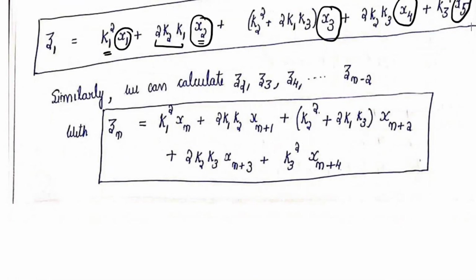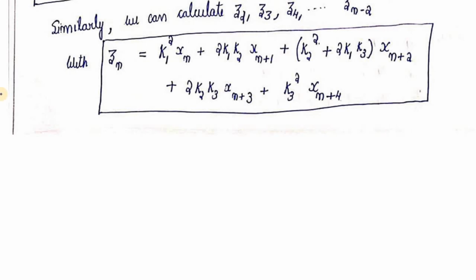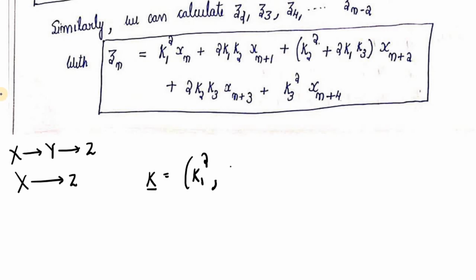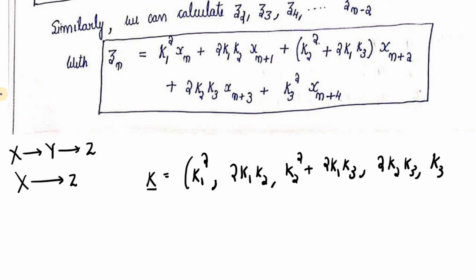So how do we actually determine it? The process will be discussed in a short while. This is how the flow was, from X to Y, from Y to Z. Now I can straight away jump from X to Z by considering a kernel K, which is going to be K1 square, comma, twice of K1, K2, then K2 square plus twice of K1, K3, comma, twice of K2, K3 and K3 square.